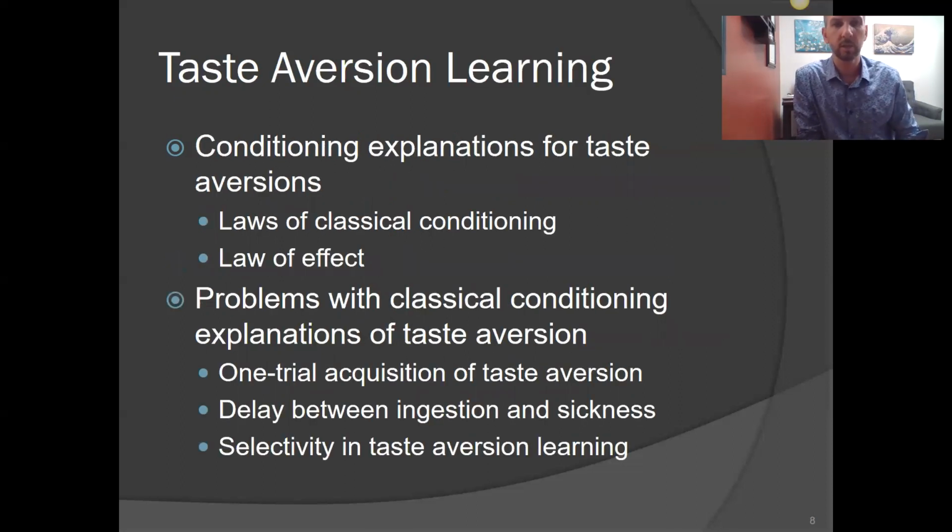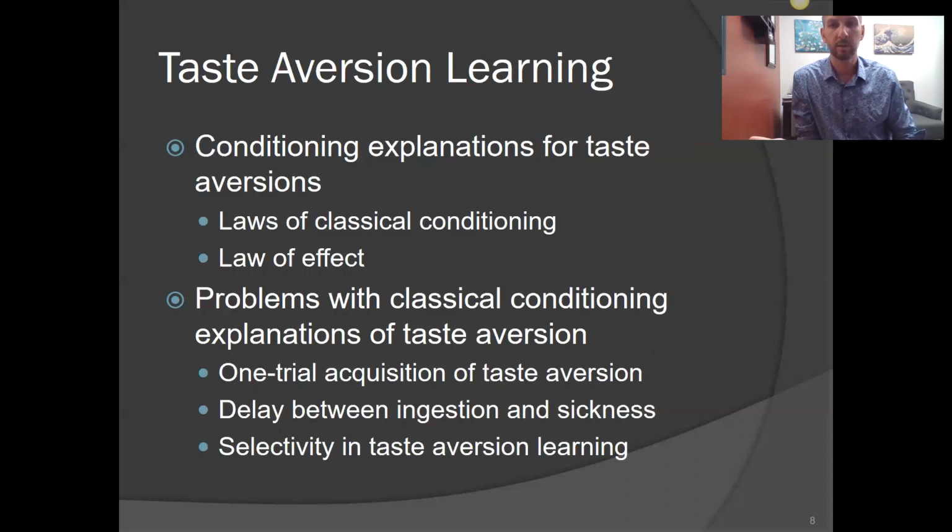So the problems with the classical conditioning explanation are, first off, that it occurs in one trial. Food aversion can occur in a single episode. You have one bad oyster and you're forever ruined to oysters. Now, that's a problem.